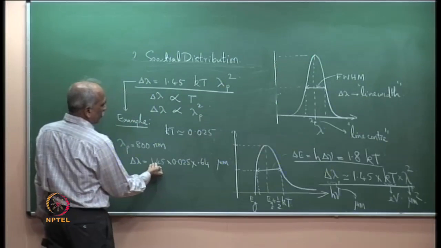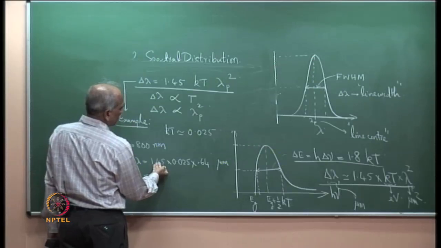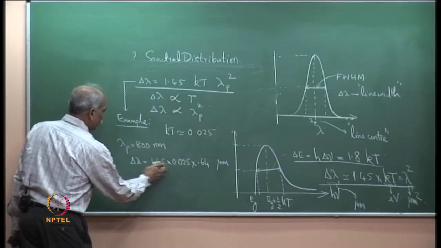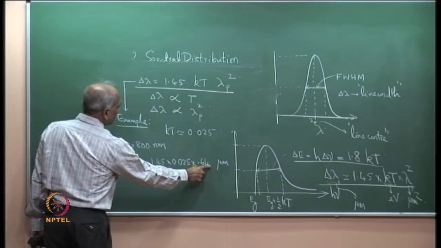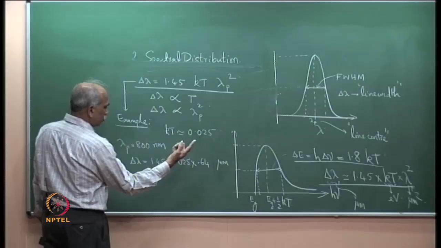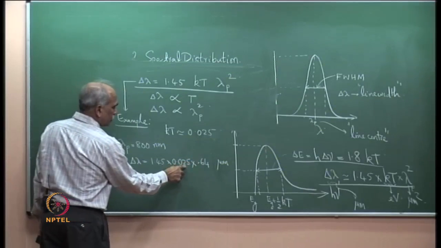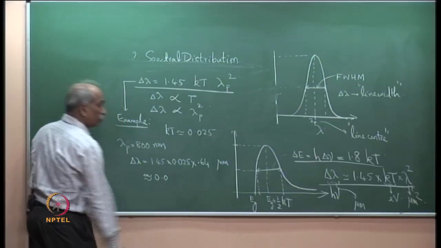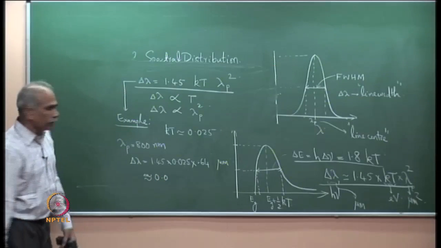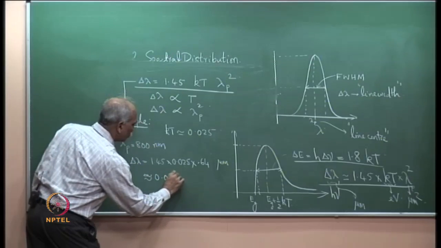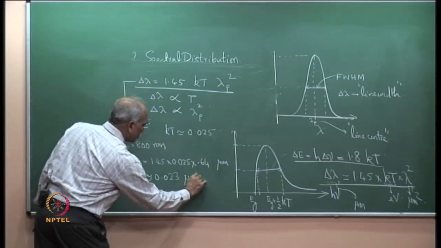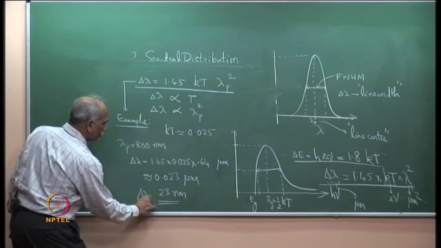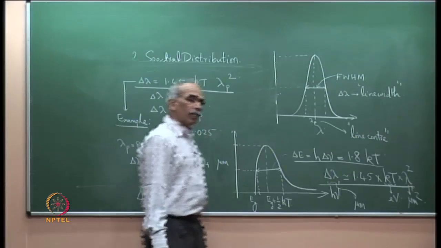So if I say 1.5 approximately, how much is this? We can simplify this. 0.64 into 1.5 is approximately 1, and therefore this is approximately 0.025, equal to about 0.023. So he has calculated 0.023 micrometers, that is 23 nanometers. So delta lambda is equal to 23 nanometers.